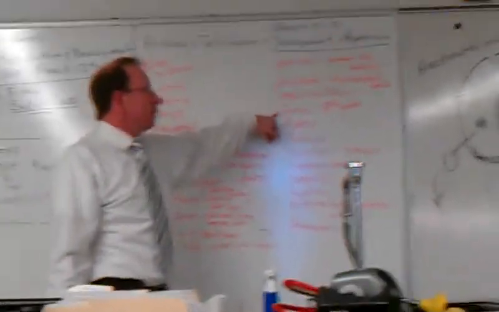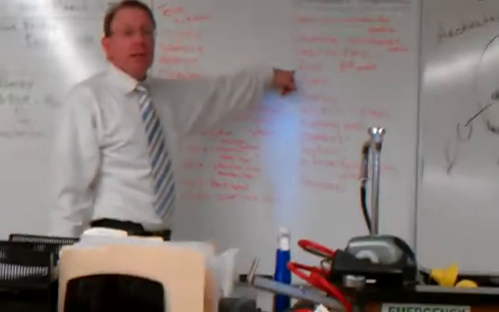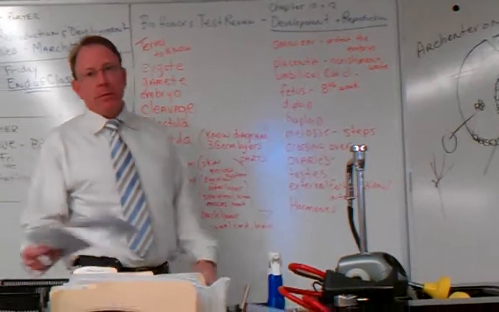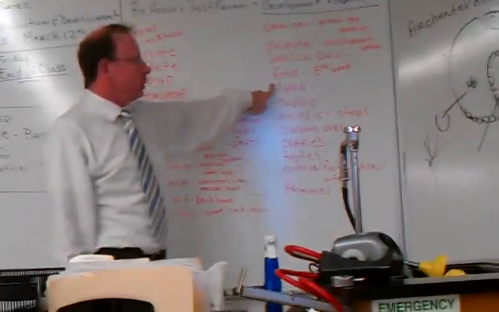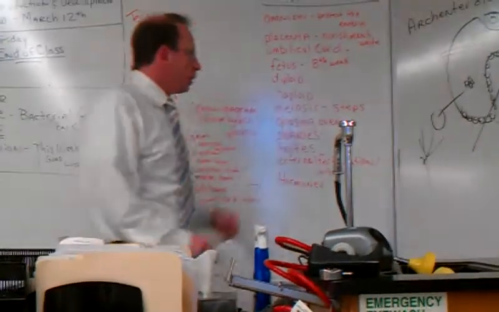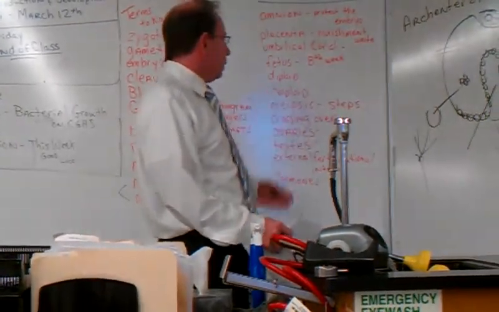Fetus, 8 weeks. Make sure you know what that is. 8 weeks. Haploid, diploid, very simple: one set of chromosomes, two sets of chromosomes. Meiosis. If you didn't copy this down, I'll come back to it.